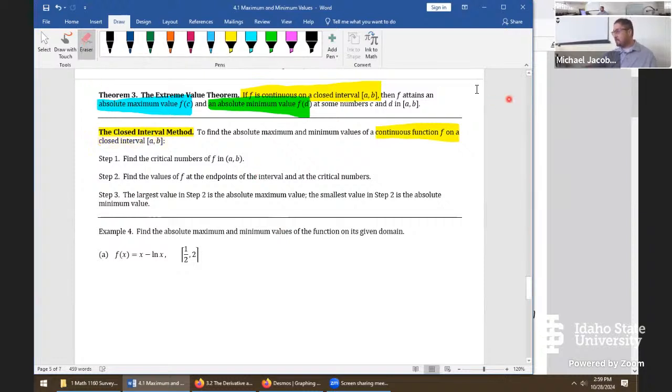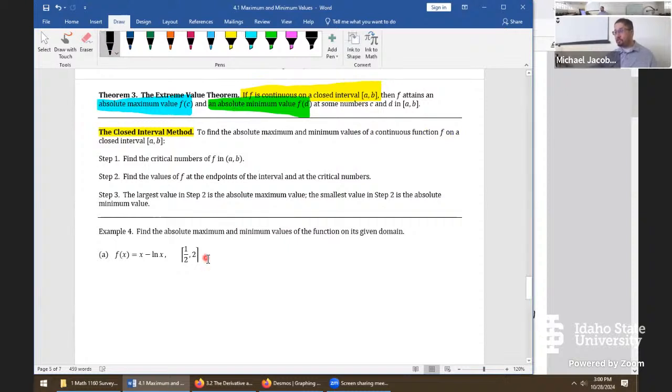So that's the idea. I'll leave this highlighted here. Well, we should take that off. But this is the idea. If we have continuity on the closed set, we're really just using the extreme value theorem in a step-by-step way. First thing we need to find is the critical numbers. And then to get the absolute maximum minimum, we evaluate the function at the endpoints and at those critical numbers. The largest value is the absolute maximum, and the smallest value would be the absolute minimum. So that's how it all connects.